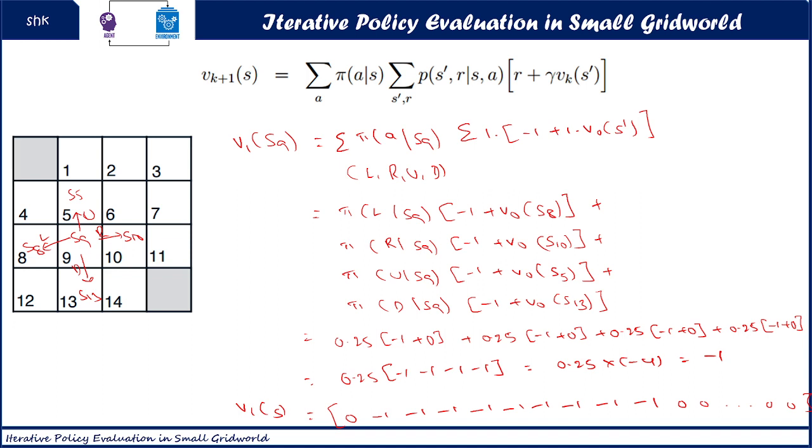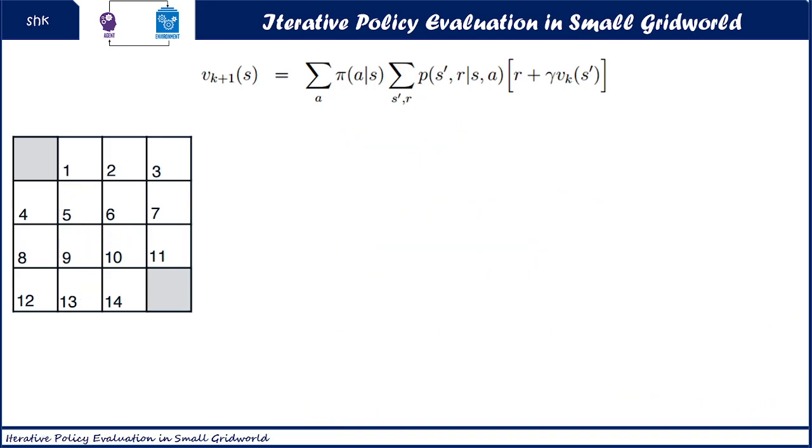Now we will move to the S10 state. We are going to calculate the value function V1 for the S10 state. When we are in S10, if we take the left action, we move to S9. If it is the right action, we move to S11. If it is upward, S6. If it is downward, S14.